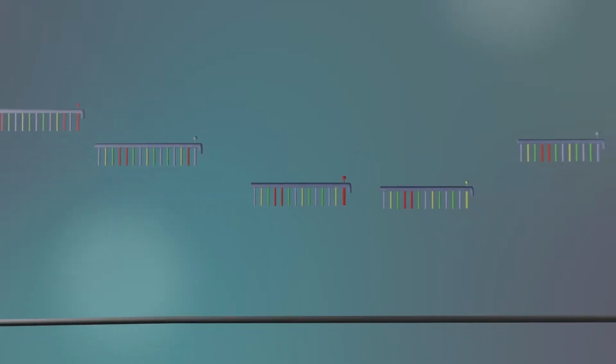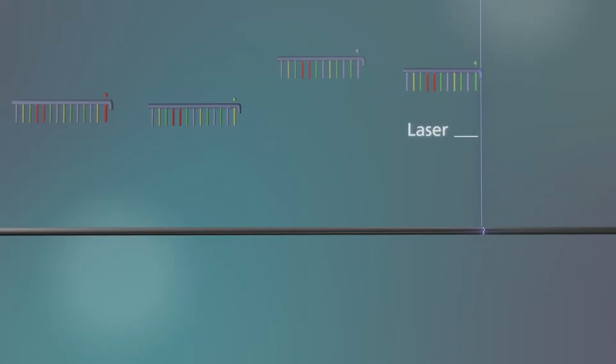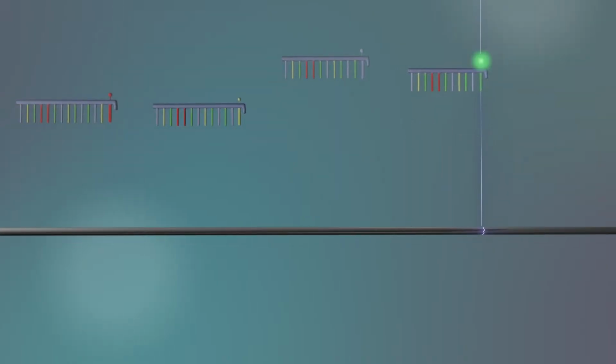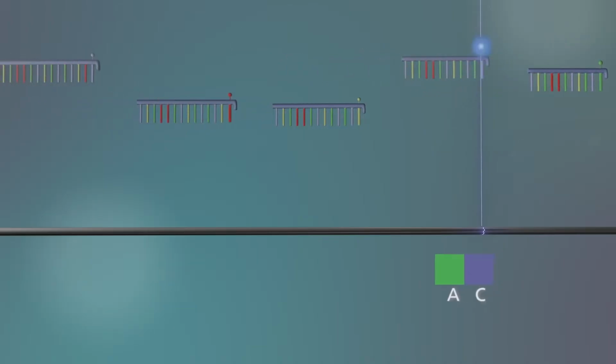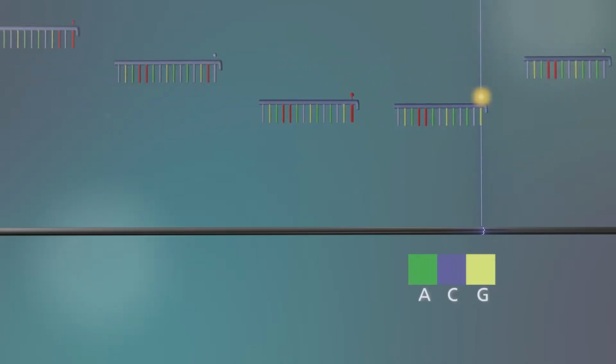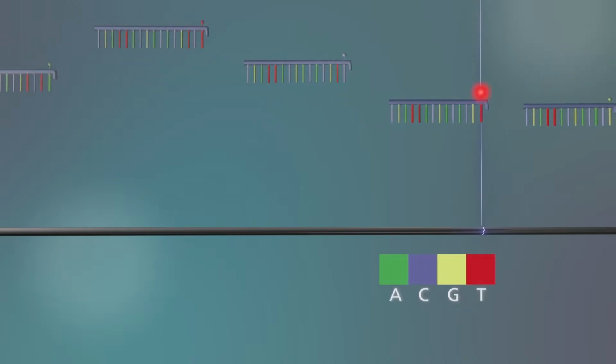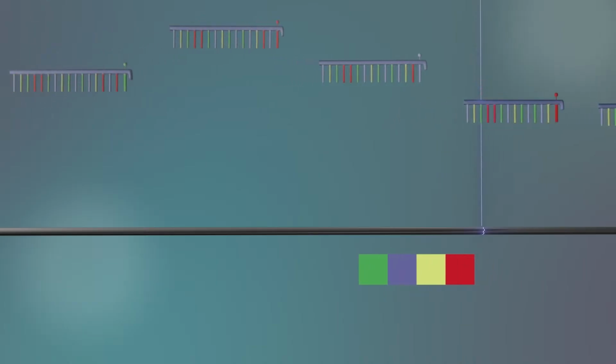As the DNA fragments come to the end of the capillary, a laser makes the terminator bases light up. The color is detected by a camera and recorded. Each terminator base is labeled with a different color. A fluoresces green, C blue, G yellow, and T red. The shortest DNA fragments will be read first and the longest read last.